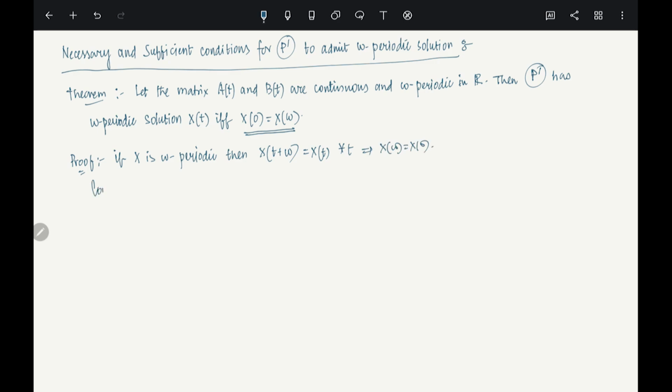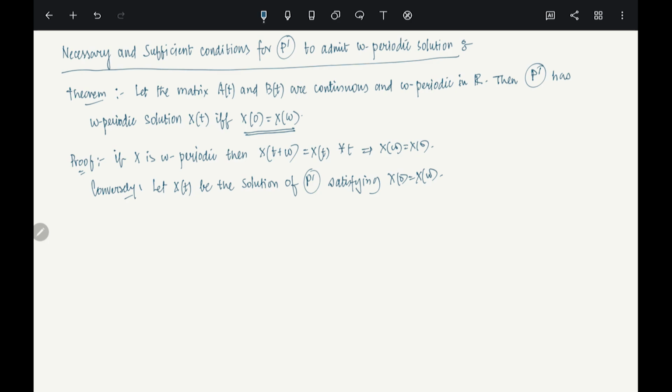Okay, so conversely, now the important part, conversely, what happens is this. Let x of t be the solution of x prime equals A x plus b, satisfying x0 equals xw. Is this okay? Now we are assuming that x is closed, so essentially at the point 0 and at the point w, it is basically the same. Then we are going to show that if it is a solution, it has to be w periodic, right?